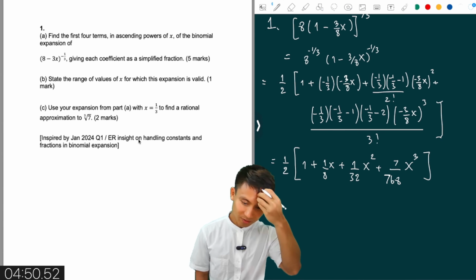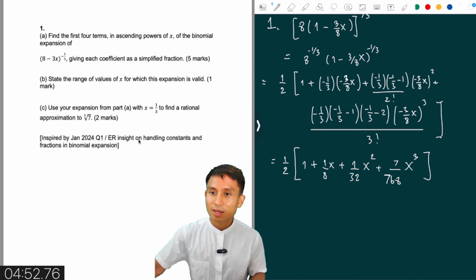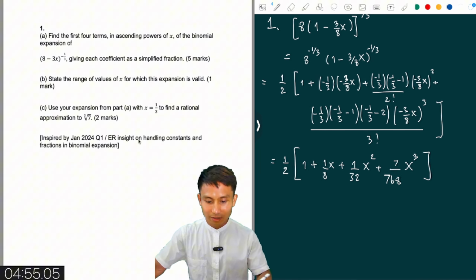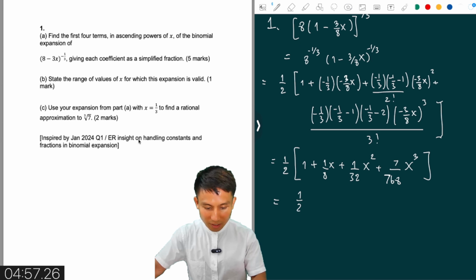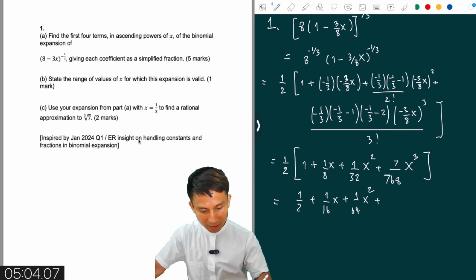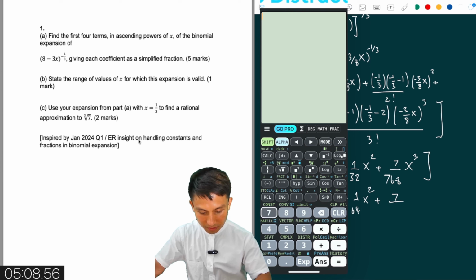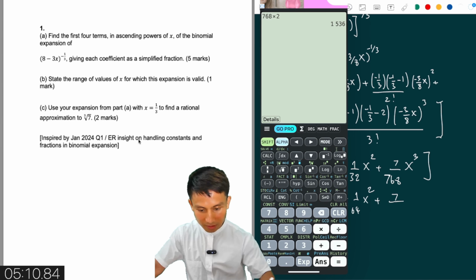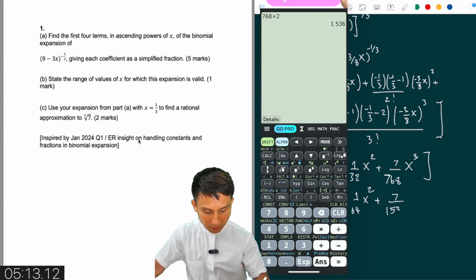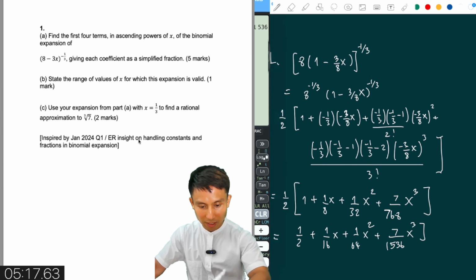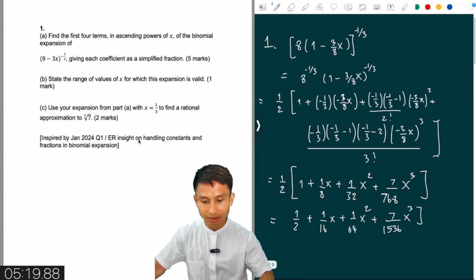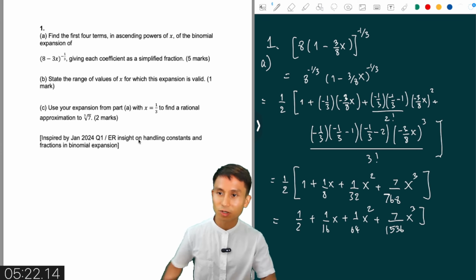Here we go. And then, yeah, we got it. Oh, not yet. We have to expand everything in. So that's 1 over 16 x plus 1 over 64 x squared plus 7 over 768 times 2, which is 1536 x cubed. Okay, here we go. That's the first part of the first question.